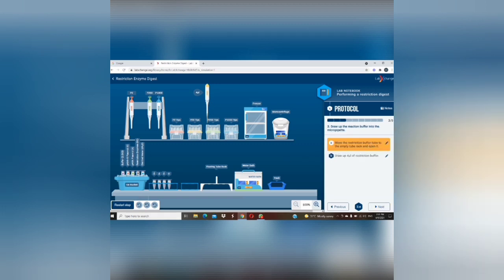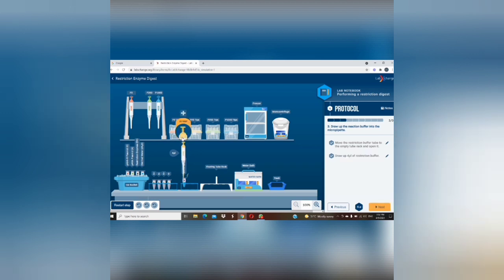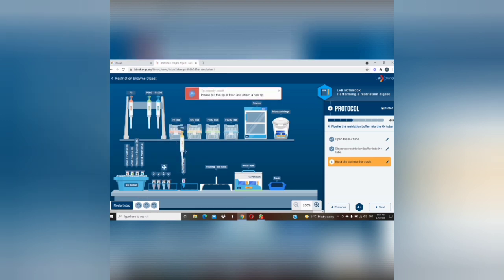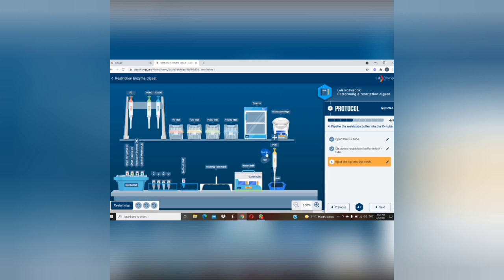Move the restriction buffer to the empty rack. Take out this buffer and open it. Draw up about 4 microliters of this restriction buffer. And then we are going to open the K positive tube. Then we're going to dispense this restriction buffer into the tube. After that, we should eject the tip.